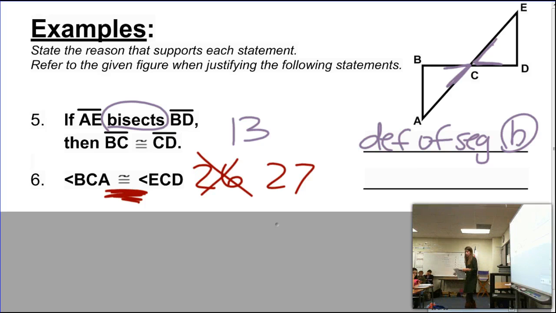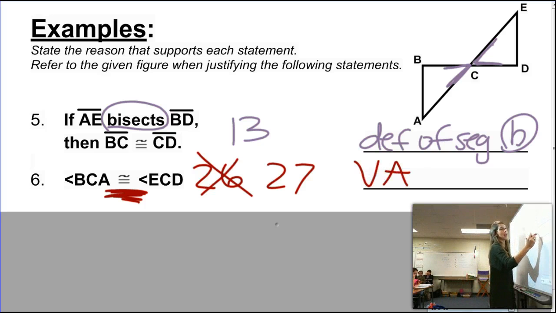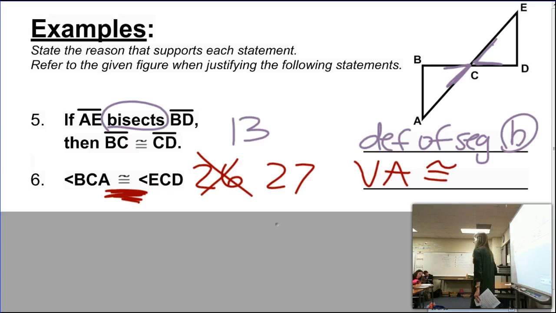Vertical angles are congruent. So what would you write on your paper? You could write VA congruent. Vertical angles are congruent. Look at all those words I got to skip. Vertical angles are congruent. VA congruent. What could you not write? Definition of VA. Can't write that. It's vertical angles are congruent. Okay, next one.